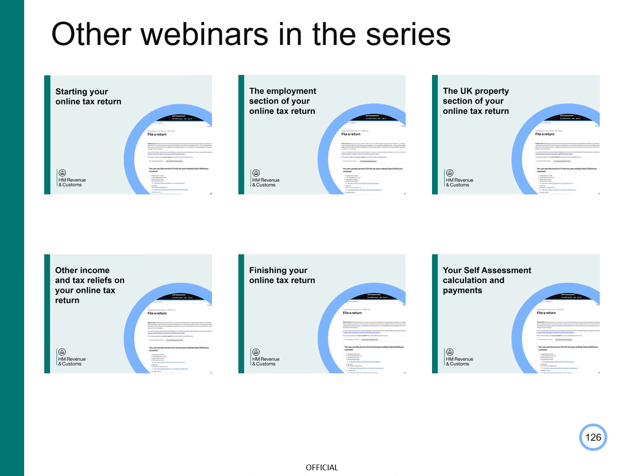I'll just remind you about our other webinars in the series. They are starting your online tax return, the employment section of your online tax return, the UK property section of your online tax return, other income and tax reliefs on your online tax return, finishing your online tax return, and your self-assessment, calculation and payments. You can find out when these webinars are running and about other products to help you with your tax return on our HMRC email updates, videos and webinars for self-assessment page on gov.uk.